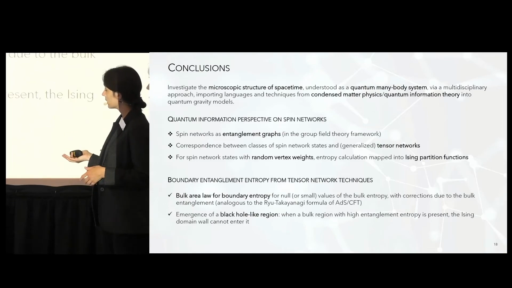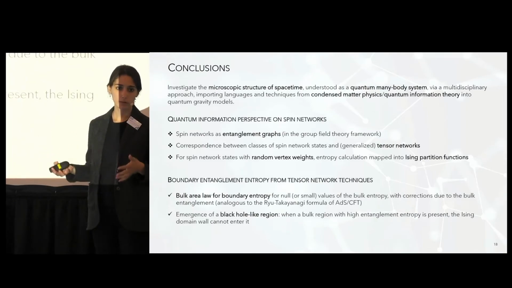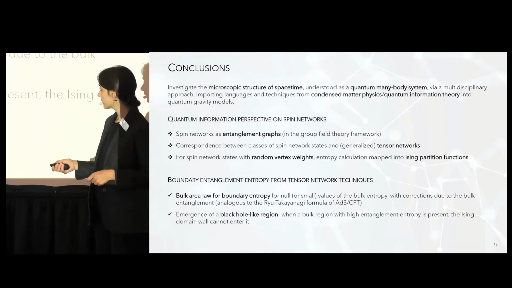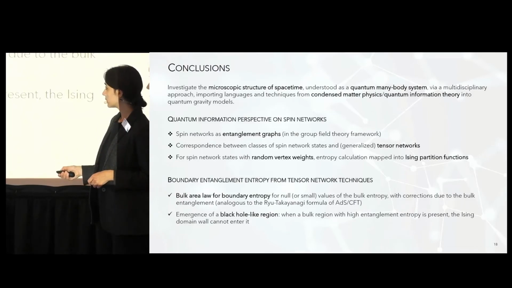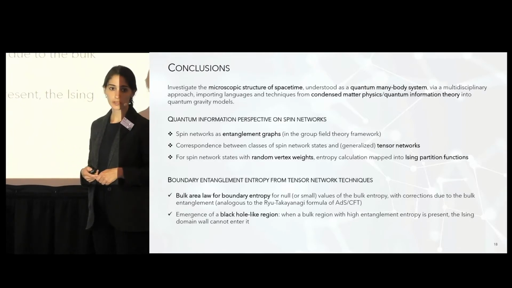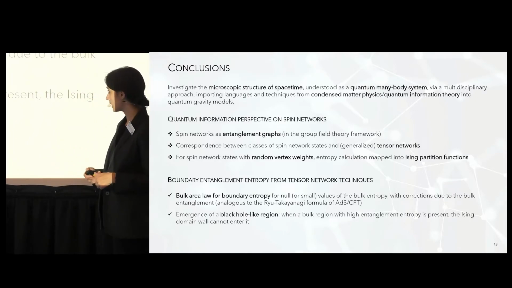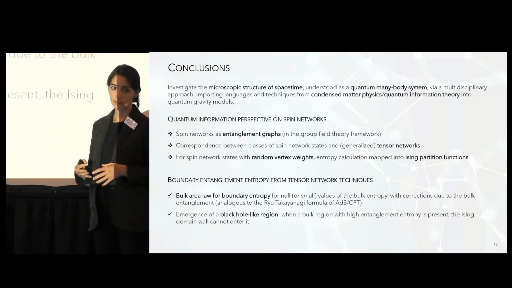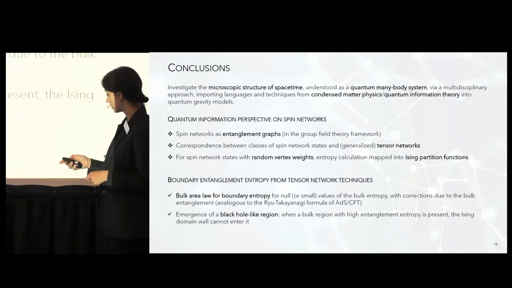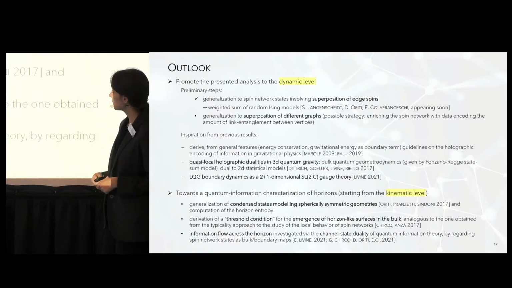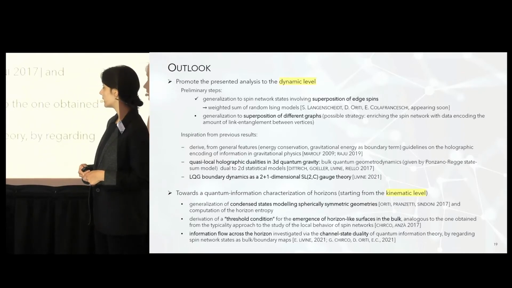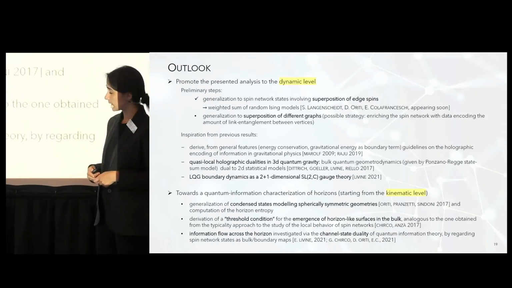And in particular, they allowed us to map the entropy computation of arbitrary complicated graphs to the evaluation of the free energy of an Ising model. And through this tool, we are able to study the holographic features of regions of space modeled by spin networks and characterize the behavior of bulk regions that effectively behave like black holes. This analysis was just at the kinematic level, so we are now working to promote it to the dynamic level, and there are several steps.